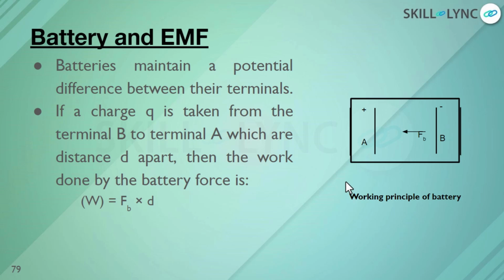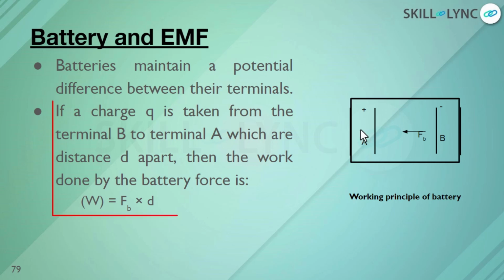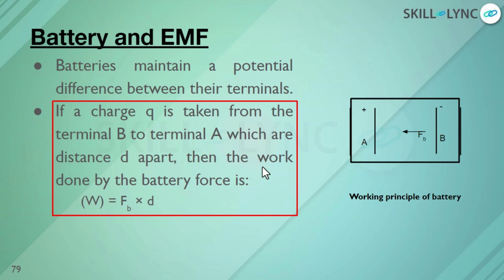Let's try to understand this again. This is the working principle of a battery. There are two terminals here. This is the first terminal. This is the second terminal. What batteries do is maintain a potential difference between their terminals. If a charge Q is taken from terminal B to terminal A, which are distance d apart, here we can see a charge Q has been taken from terminal B to terminal A. The distance between the terminals is d. The force acting for taking the charge from B to A is Fb. Then the work done by the battery force is equal to Fb into d.